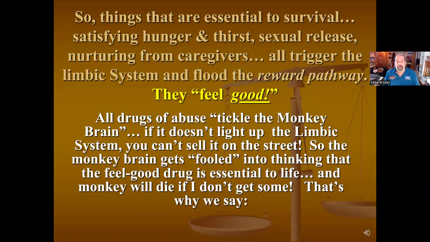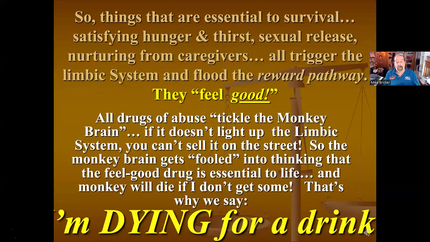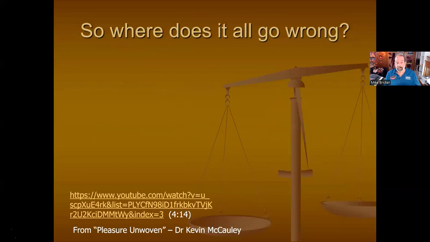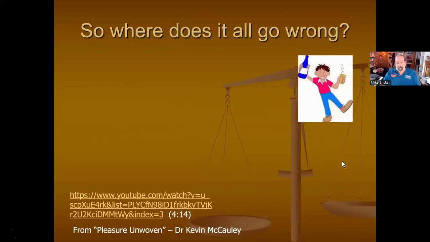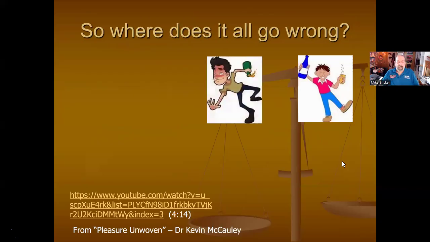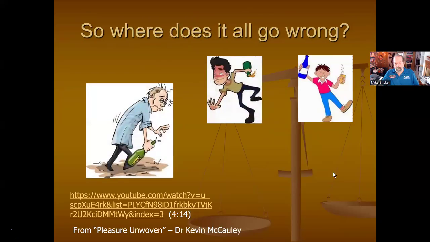So all drugs of abuse tickle the monkey brain. If it doesn't light up the monkey brain, you can't sell it on the street. Okay? So the monkey brain gets fooled. Over time, it gets fooled into thinking that that feel-good drug is as absolutely essential to life as air. And it feels like the monkey will die if I don't get some. That's why we say, I'm dying for a drink. Okay, so in all of this, where does it start to go wrong?